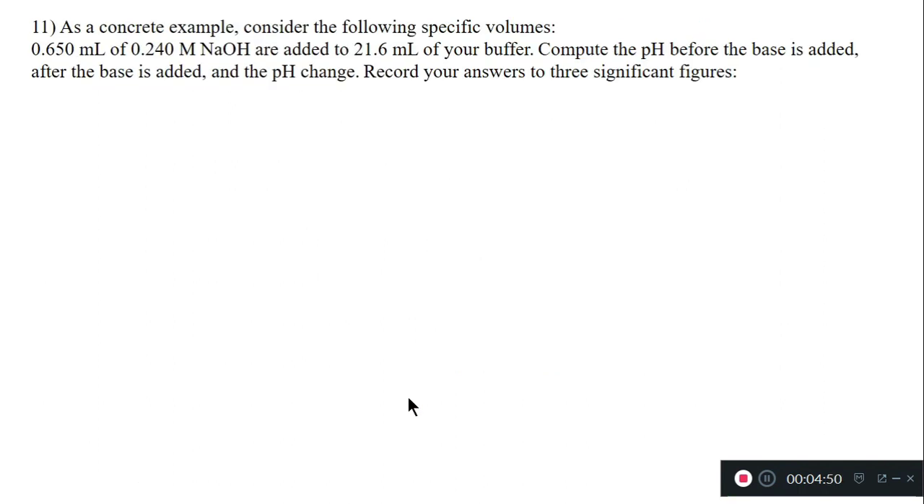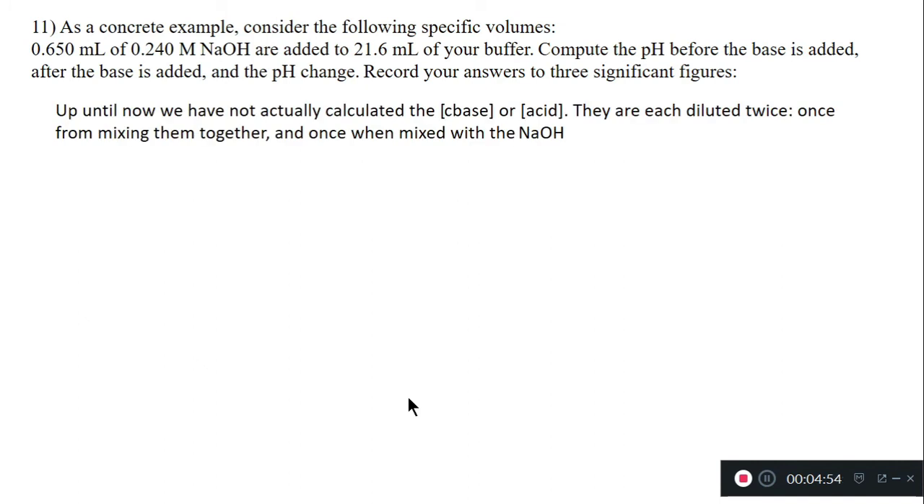But I now need to actually remember that I diluted it a couple of times. So the first time I diluted it is when I mixed my stock concentrations together to make the buffer. And so that changed, there was a dilution of mixing. And then when I add in the strong base, I essentially diluted it again because I added in a little bit more volume of the base. So I'm going to have to do these calculations. And they're simple dilution M1V1 over V2 calculations.